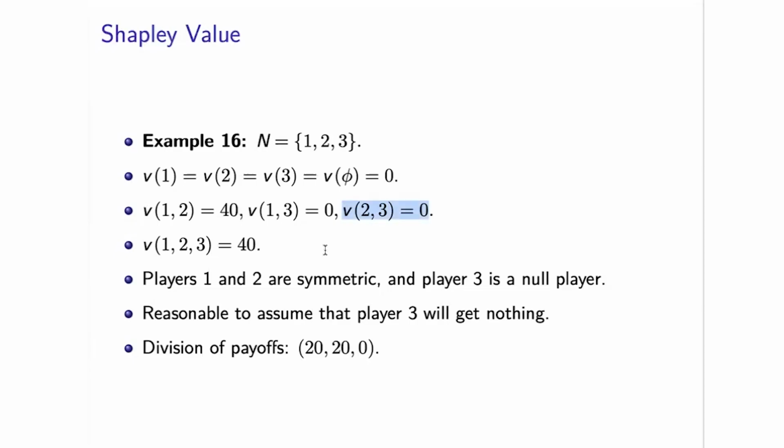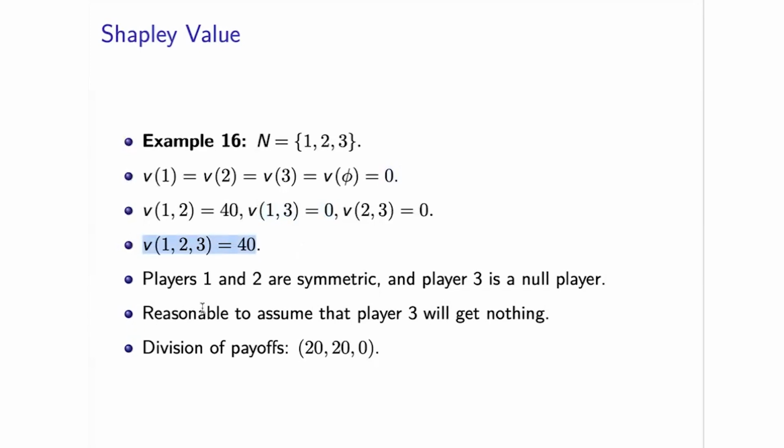The other thing to observe is that player 3 is a null player, right? So how do you see that? If you have v of phi equal to 0, if you just add 3 to it, you are still going to get 0. If you have v of 1 equal to 0, if you add 3 to it, you are still getting 0. If you have v of 2 equal to 0, if you add 3 to it, you are still getting 0. And finally, v of 1, 2 is equal to 40. If you still add 3 to it, you still end up with 40. So basically, in this case, we see that 3 is a null player and therefore is not contributing anything to any coalition that this person joins.